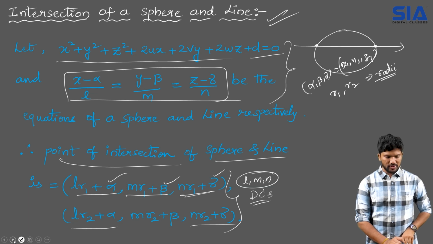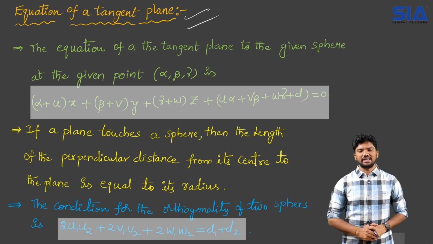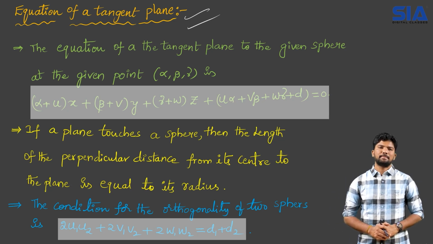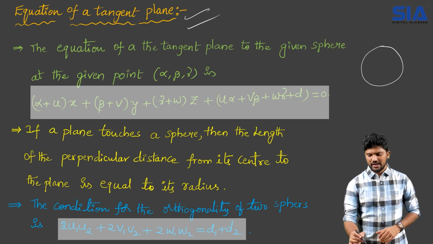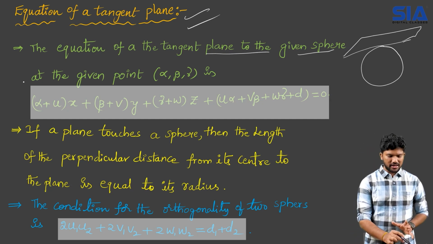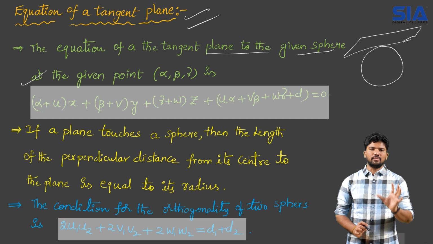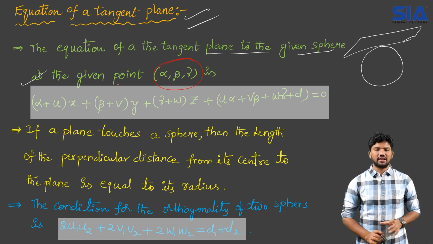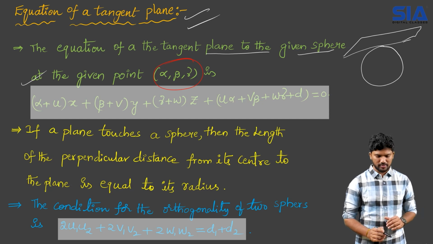So based on this formula also we have problems in stages. Next concept is equation of a tangent plane. If you take a sphere like this, we can take the equation of a tangent plane like this. Now the equation of a tangent plane to the given sphere at the given point alpha, beta, gamma. If you take a random point in this unit, we can take that point as alpha, beta, gamma instead of x1, y1, z1. Just remember that thing.